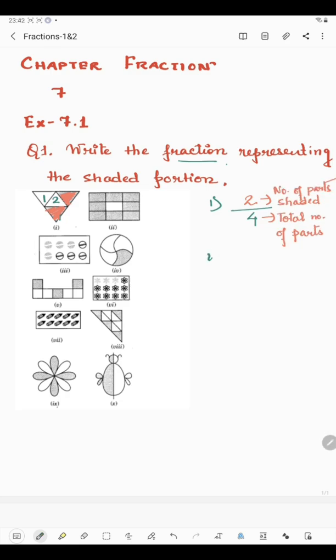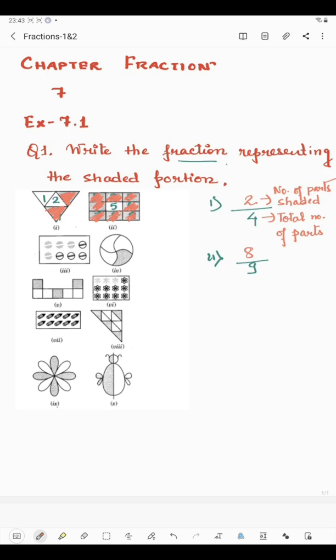Now in the next part we have 1, 2, 3, 4, 5, 6, 7, 8, 9. Total 9 parts are there, and out of 9, 1, 2, 3, 4, 5, 6, 7, 8. Total 8 parts shaded out of 9 parts. So the fraction will be 8 by 9.